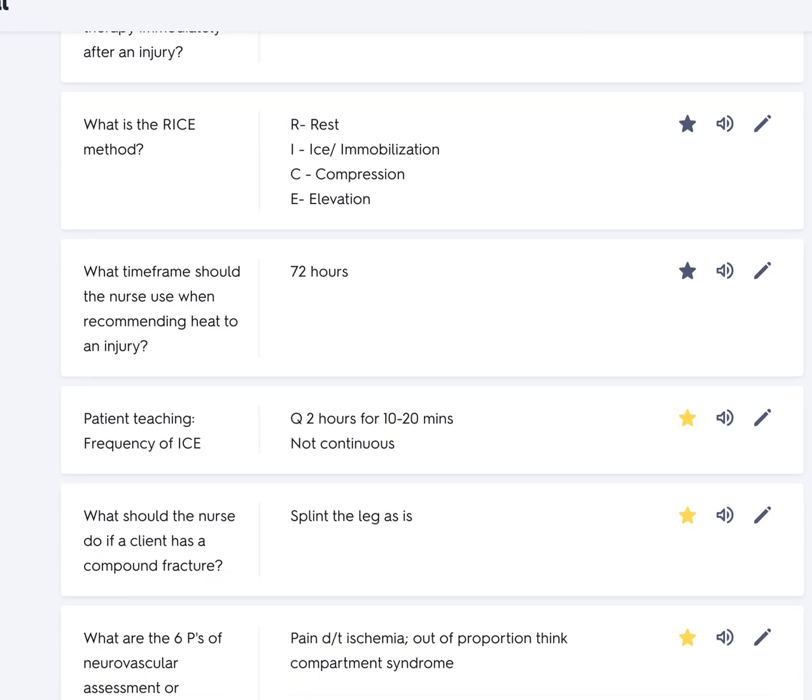And then your patient teaching for the frequency of ice, or if you're in an accident: you should never put ice on continuously. You want to do it every 2 hours for 10 to 20 minutes at a time.